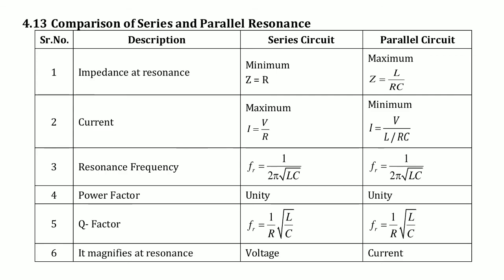Quality factor Q is the same in both series and parallel circuits. Q is equal to 1 by R under root of L by C in the series circuit, and in the same way in the parallel circuit. In the series circuit it magnifies the voltage, and in the parallel circuit it magnifies the current.